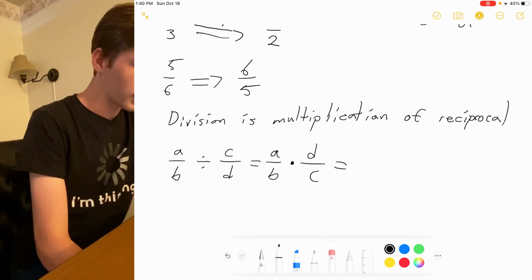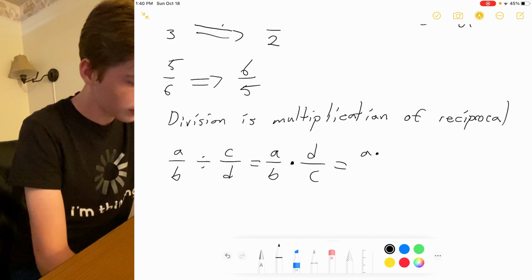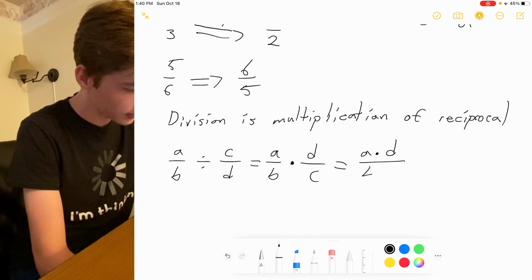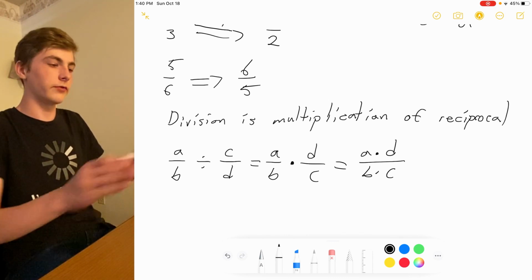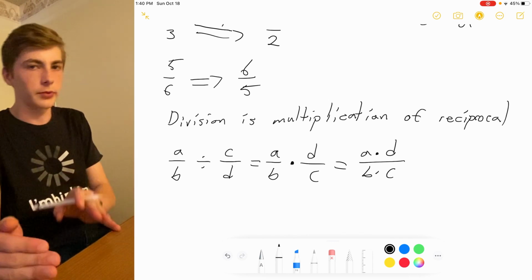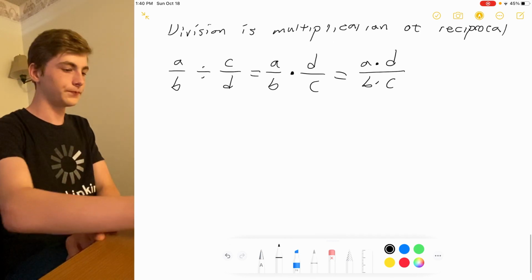So now we have a times d over b times c, right? And we know how to do that because it's just multiplication. A times d, b times c. And that's literally all it is. So division is actually the same as multiplication. We just have to take that reciprocal, right?